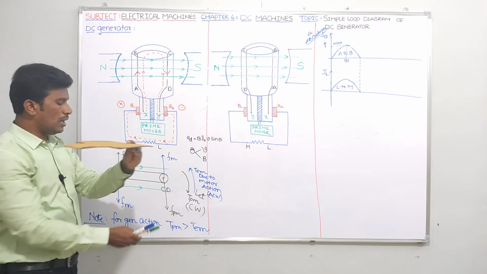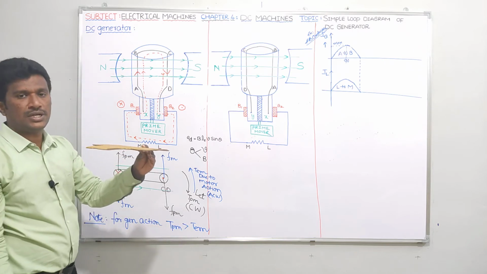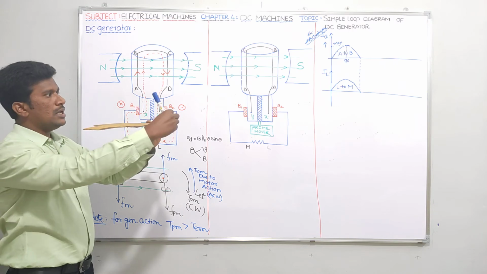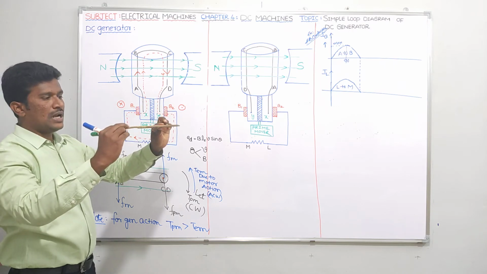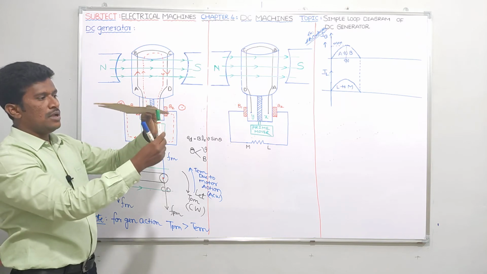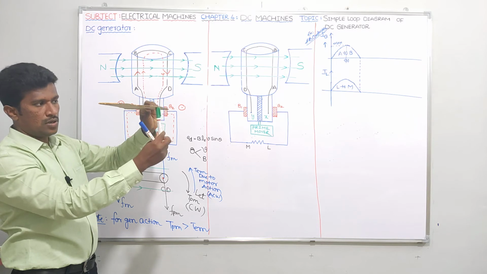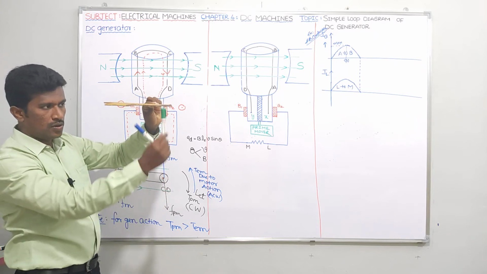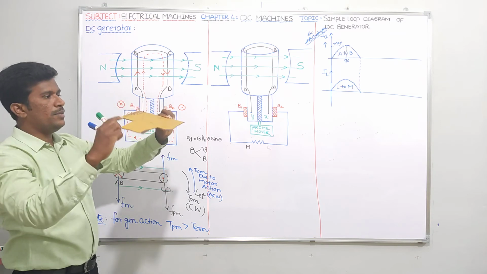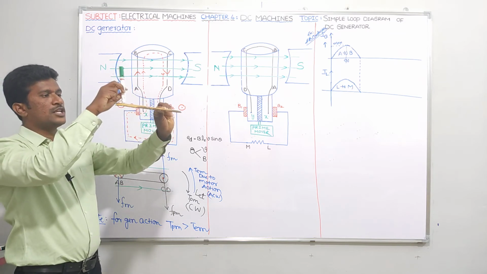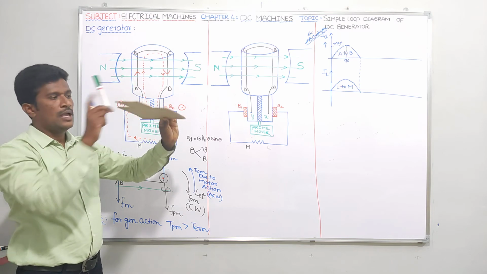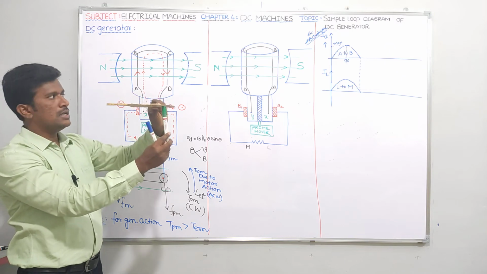Now I told you among TPM and TM, TPM should be more for having generator action. So the direction of TPM is clockwise. That means here the BA conductor is there. If you rotate in clockwise direction, guys, just try to understand, at AB what might be the tangential motion? Downwards like this. So at AB it will be downwards, and at CD it will be upwards. This is the direction of velocity of the conductor at CD, and this is the direction of velocity of the conductor at AB.